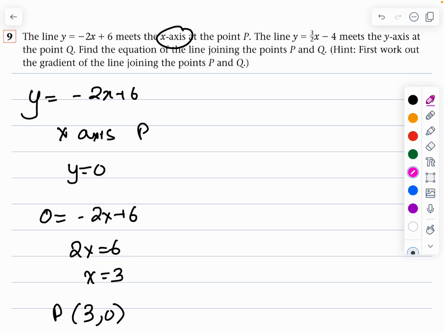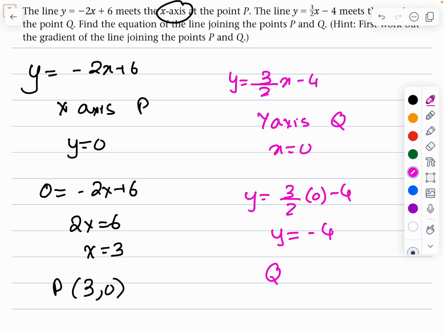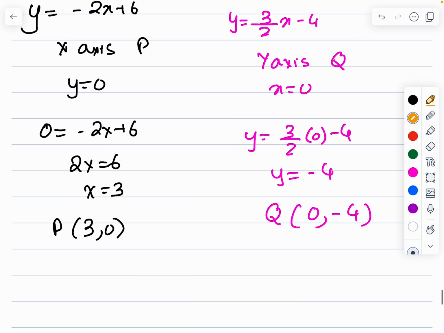Then the line y equals 3/2x minus 4 meets the y-axis at Q. Y-axis means x equals 0. So y equals 3/2 times 0 minus 4. So y equals negative 4. So what is the value of Q? (0, -4).